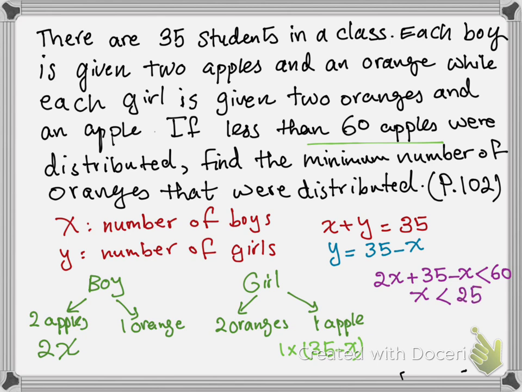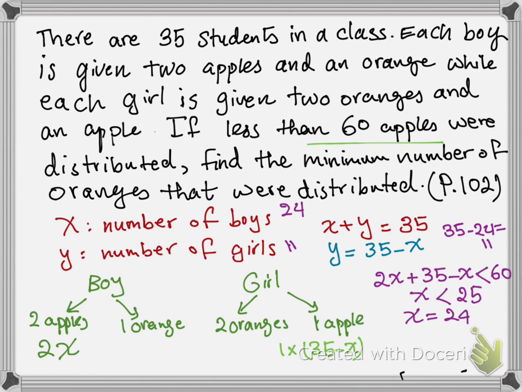Okay, so X is an integer, because X is the number of boys. So the number of boys cannot be a decimal, right? So X is less than 25. So the greatest number for X is 24. So we have 24 boys. So if we have 24 boys, then the number of girls is 35 minus 24, which is 11. So we have 11 girls.